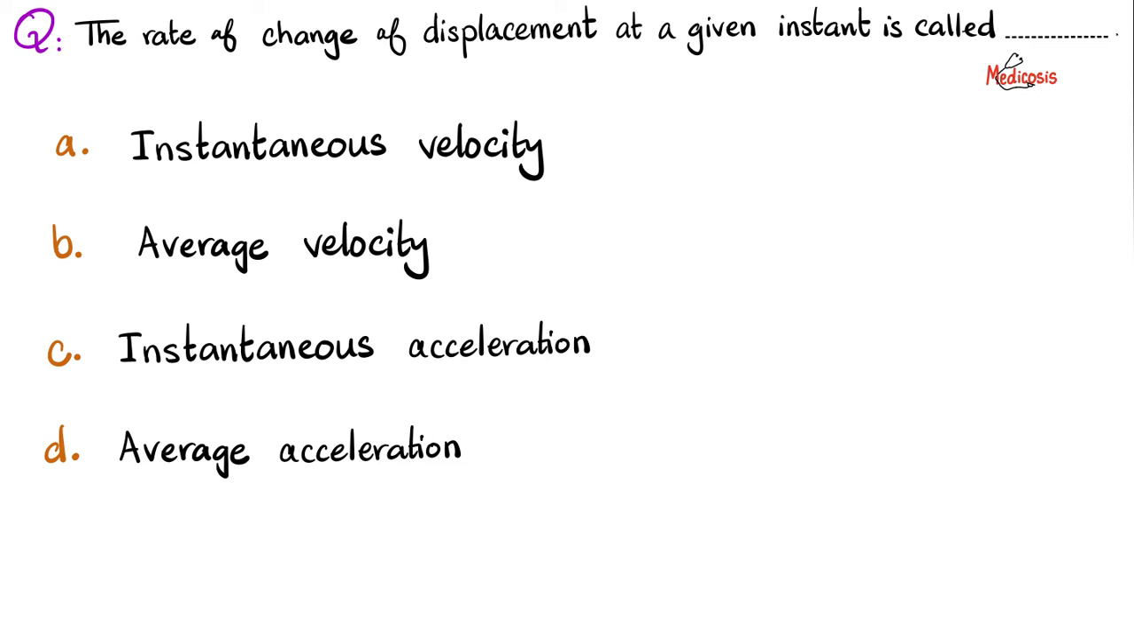Next, the rate of change of displacement at a given instant is called what? Well, let's break that down. When you say rate, it means time. The rate of change of something means that time is in the denominator. Of what? Displacement. So displacement is in the numerator. The change in displacement over the change in time, or the rate of change of displacement, is called what? It is called velocity.